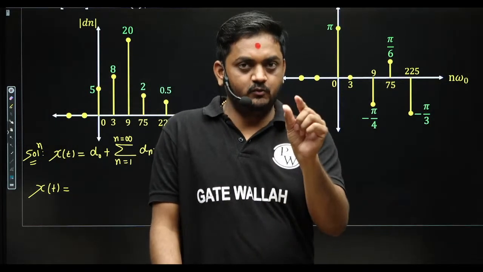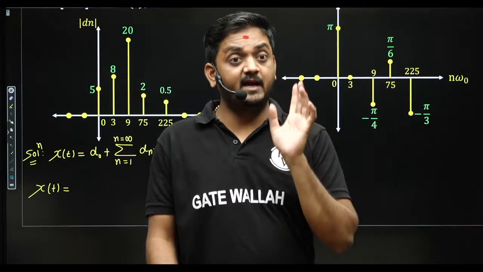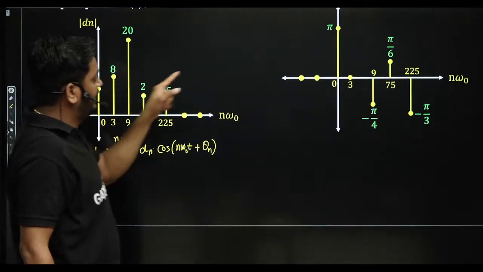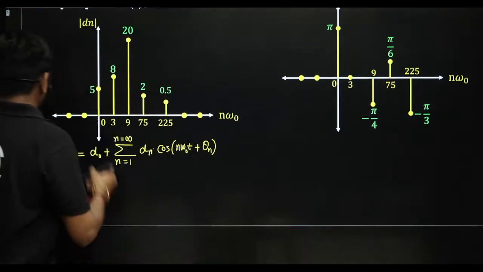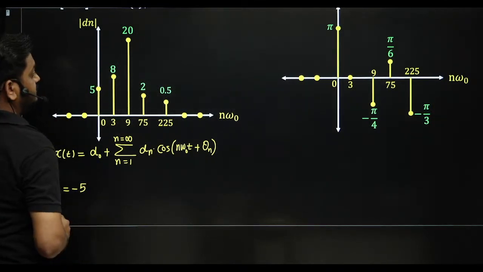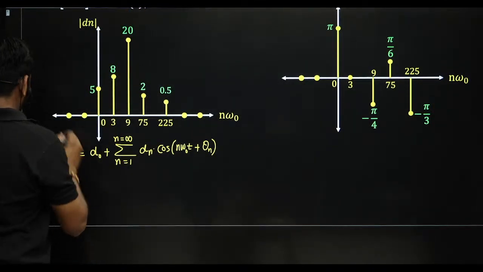If DC is positive, the corresponding angle is 0 degrees. If DC is negative, the corresponding angle is pi. So here the DC value is 5 and the corresponding angle is pi, so it is a negative DC, minus 5. Or we can write it like this also.